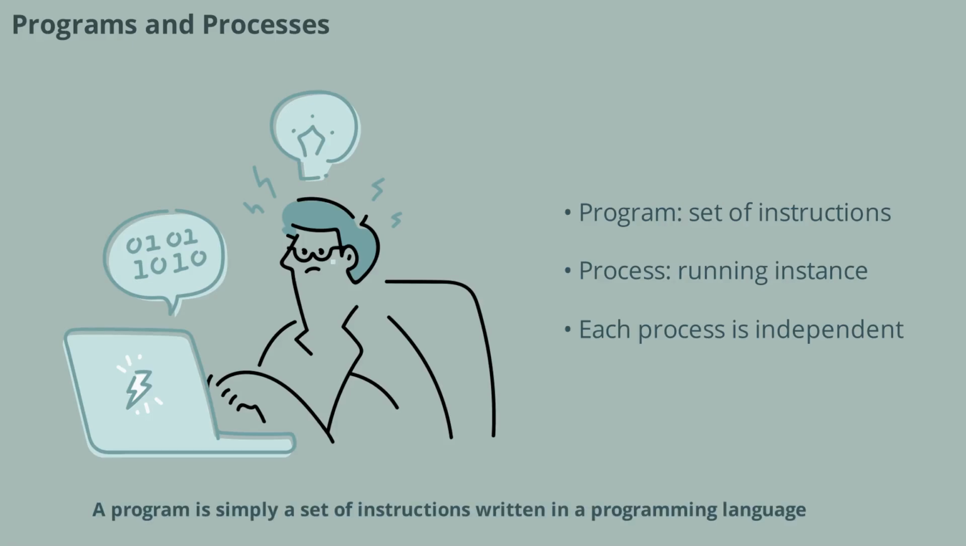Program is simply a set of instructions written in a programming language, telling the computer how to perform a specific task. When you run a program, the operating system creates a process to manage its execution. For instance, when you open Microsoft Word, it becomes a process in your operating system. Each process has its own memory space and resources, ensuring that programs run independently and securely. This separation is key to understanding how threads operate within processes.